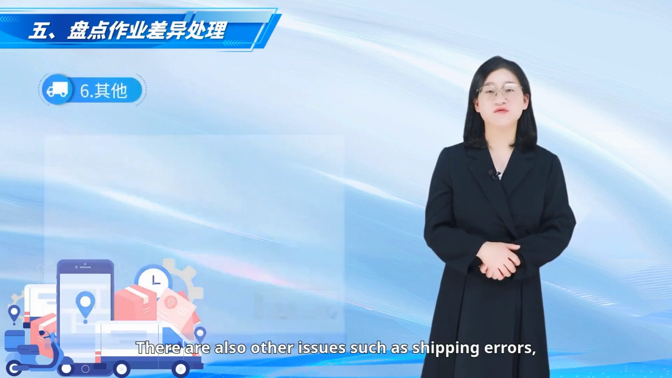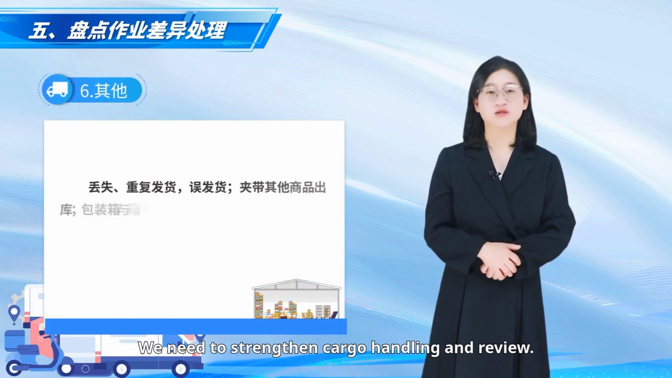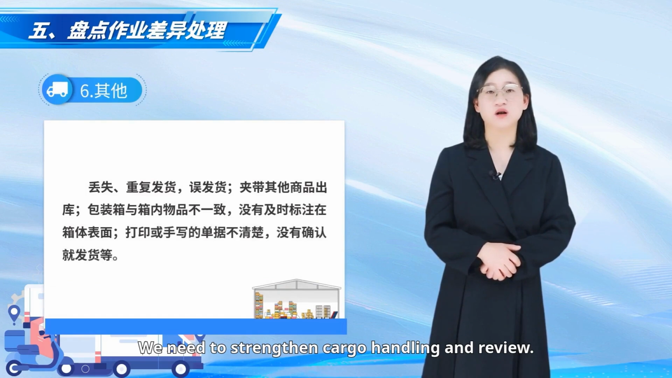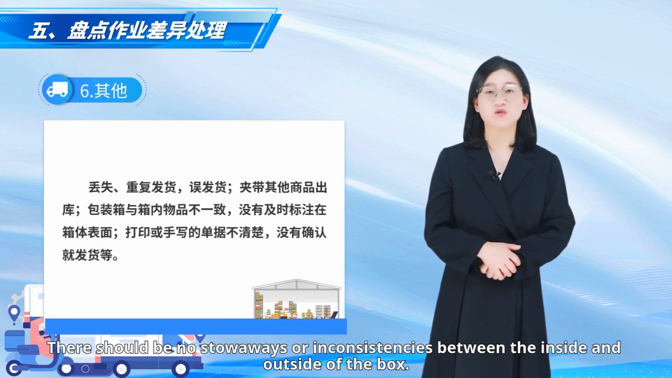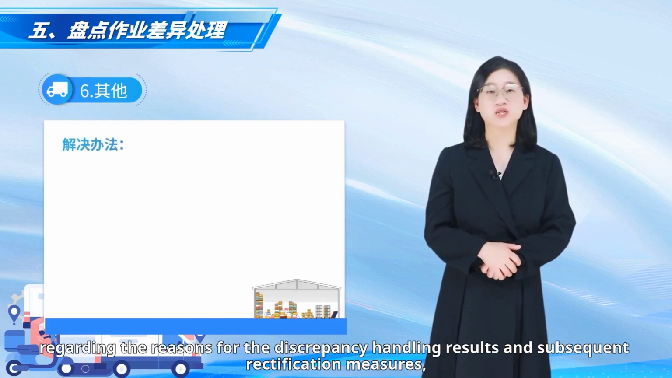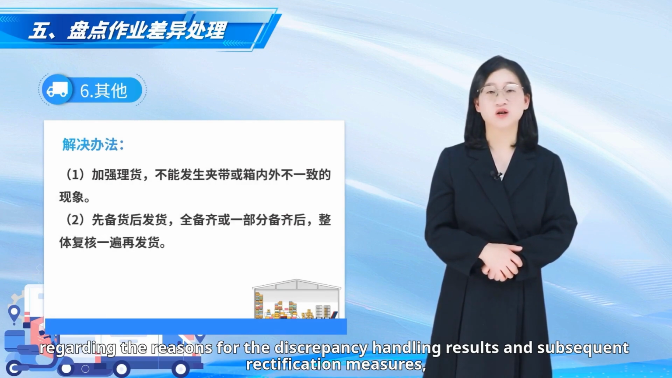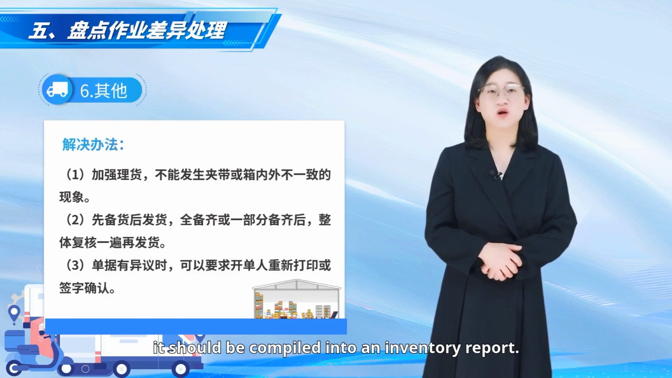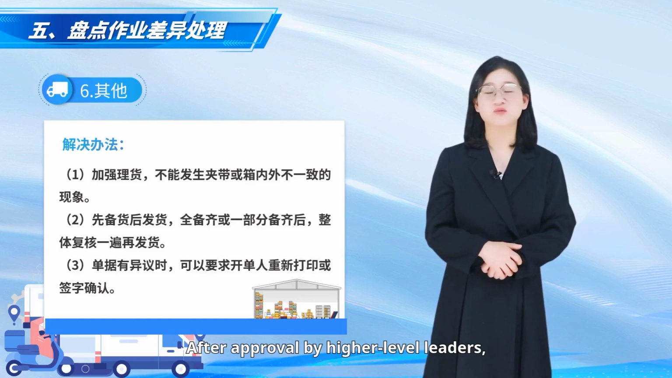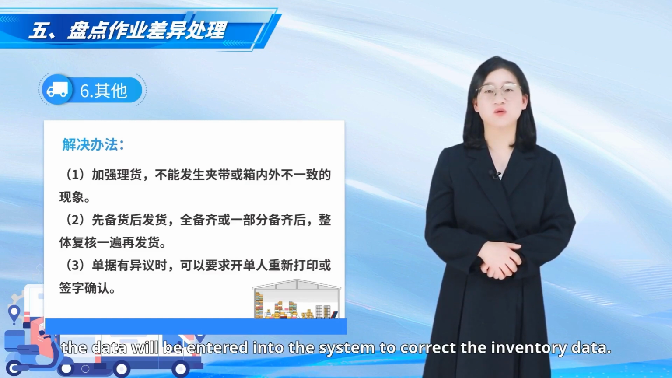There are also other issues such as shipping errors. We need to strengthen cargo handling and review. There should be no stowaways or inconsistencies between the inside and outside of the box. Finally, regarding the reasons for the discrepancy handling results and subsequent rectification measures, it should be compiled into an inventory report. After approval by higher-level leaders, the data will be entered into the system to correct the inventory data.